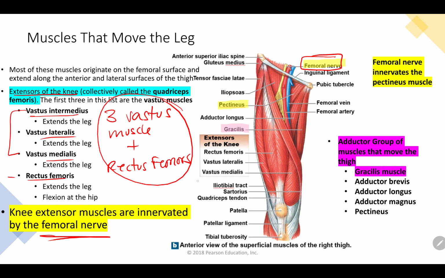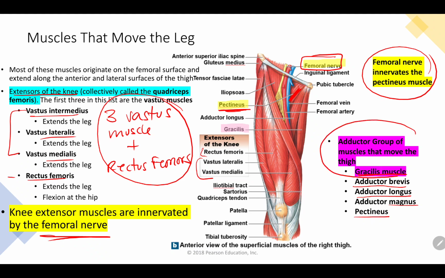And so these muscles that we can see, like I mentioned, these vastus muscles, these rectus muscles, they're going to be innervated by the femoral nerve, as well as this pectineus muscle right here, which is also innervated by that femoral nerve. And so we also have adductors, the adductor group, the muscles that help to move the thigh. So you're going to find the gracilis muscle, the adductor brevis, adductor longus, magnus, and this pectineus muscle. These are all going to be adductor muscles of the thigh. Remember them.